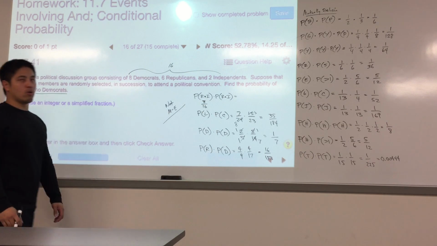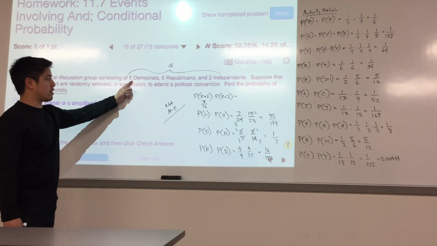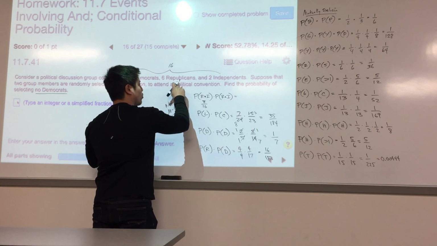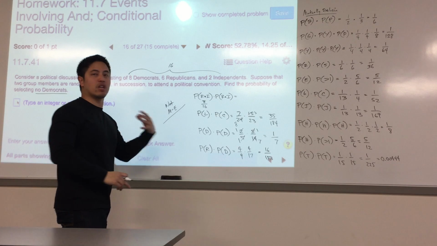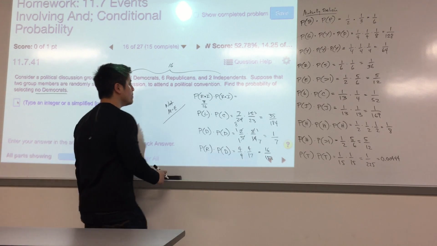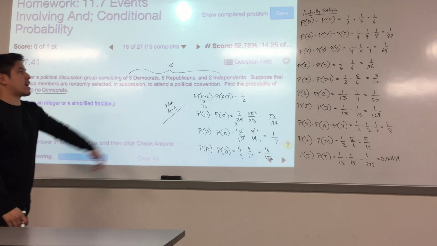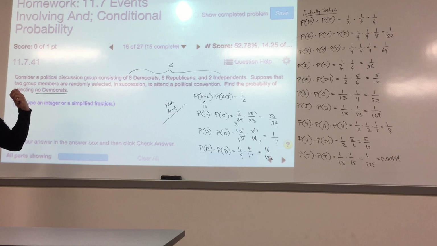We don't want Democrats. There are 8 Democrats. Sorry, we want the Republicans and the independents. That's 8 out of the 16 that are not Democrats. Does that make sense? Okay, good. Which is really 1/2. Now, the second time around, we've taken one person out, haven't we?